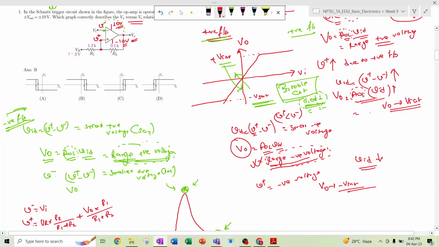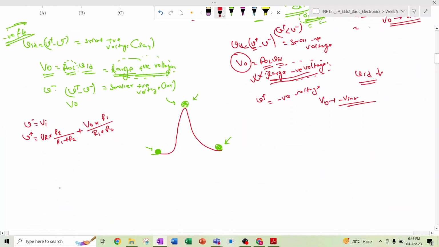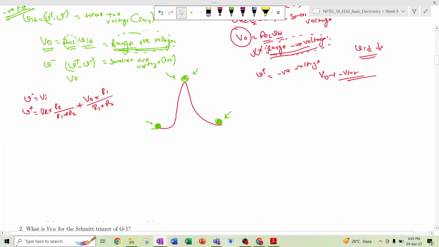Okay, so we have calculated V minus. V minus is nothing but this input Vi, and V plus can be determined by the superposition of VR and VO: VR into R2 divided by R1 plus R2, plus VO into R1 divided by R1 plus R2, right? So this much voltage is applied. So now how to solve this problem?